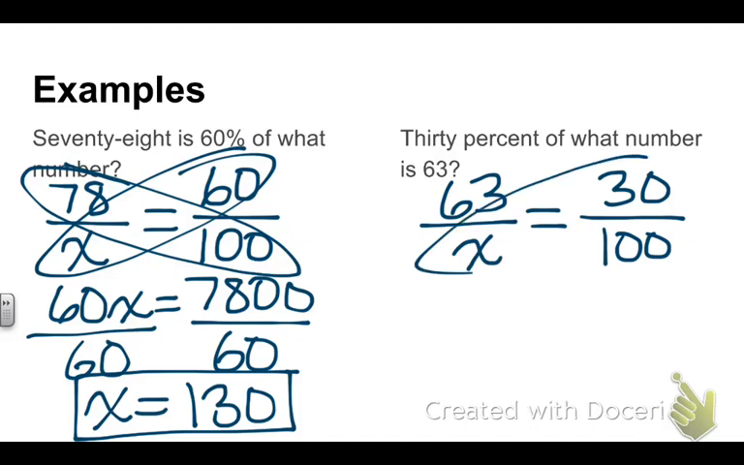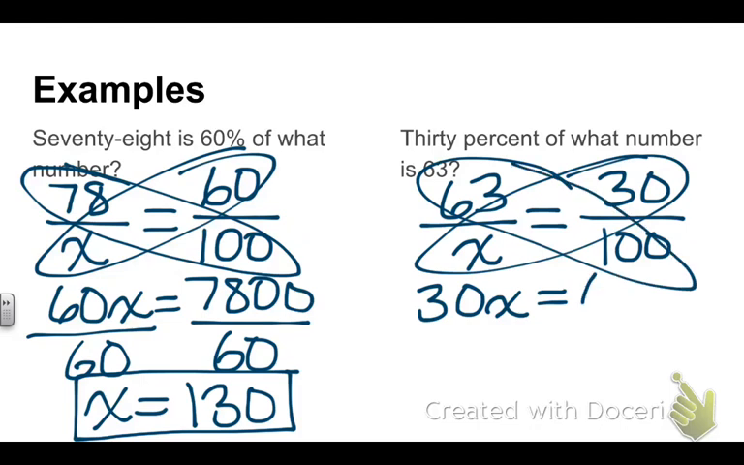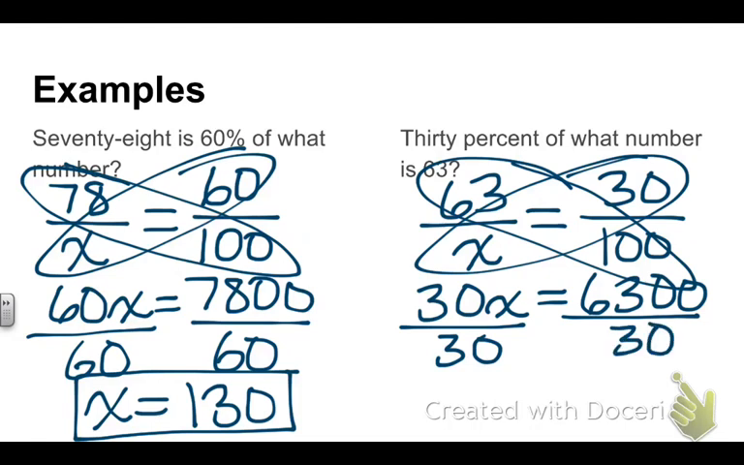Cross multiply. We're going to have 30 times x is equal to 63 times 100, which is 6,300. And then x is being multiplied by 30, so do the opposite, which is dividing by 30. And you're going to get x is 210.